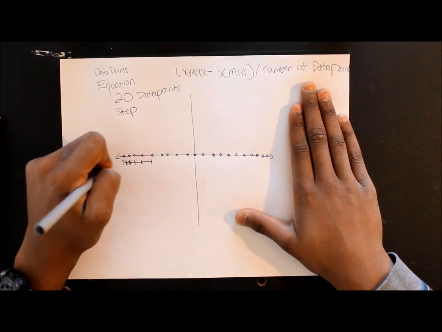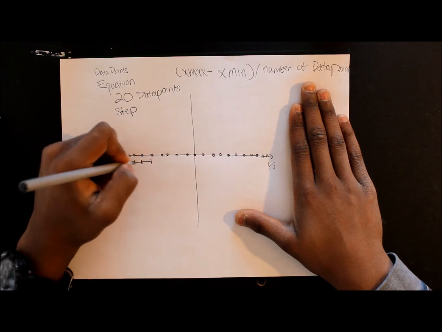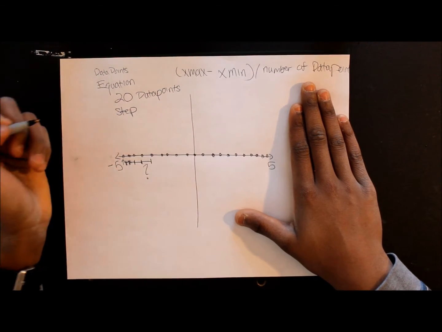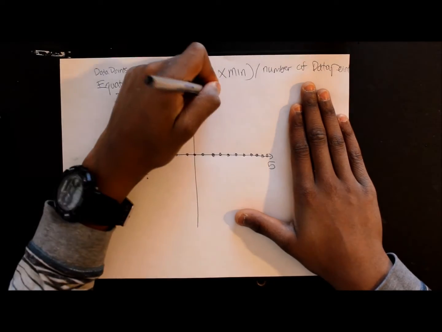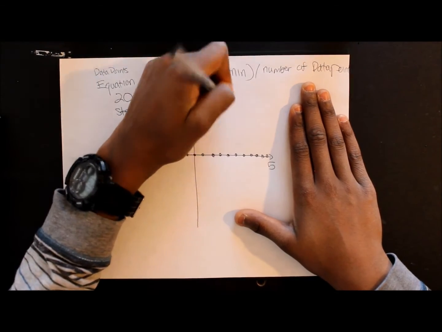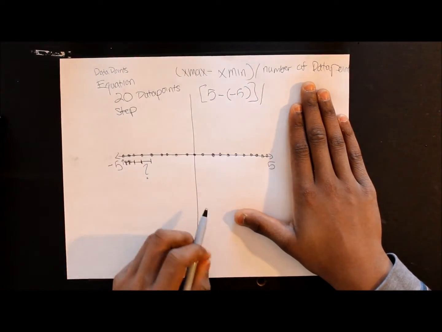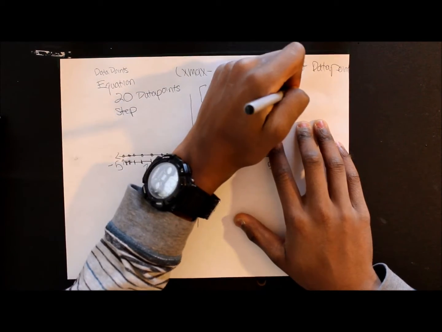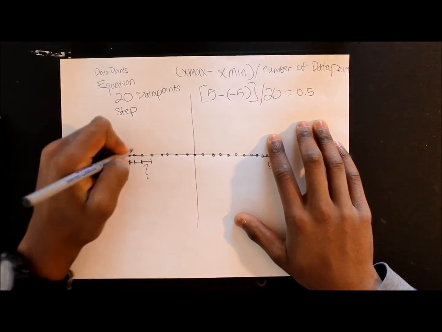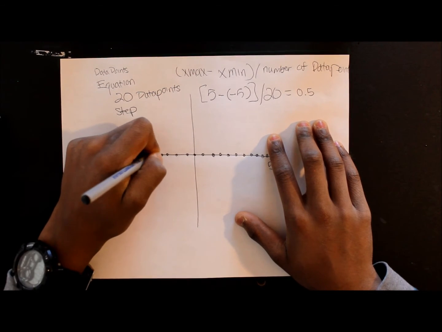So let's say this is -5 and this is 5. We have 20 data points, right? So what is this increment? Well, the increment, like we said, is x max minus x min, where x max is 5 minus -5, divided by the number of data points, which is 20. So now we get 10 divided by 20 is 0.5. So we know that the increment between these is always going to be 0.5.